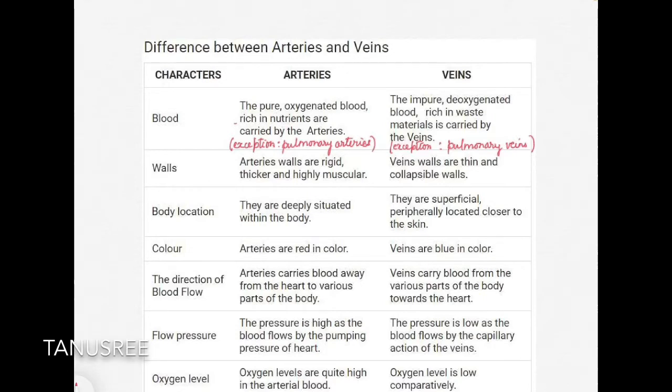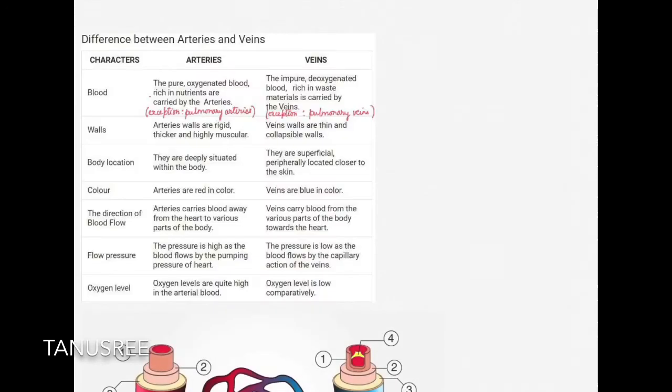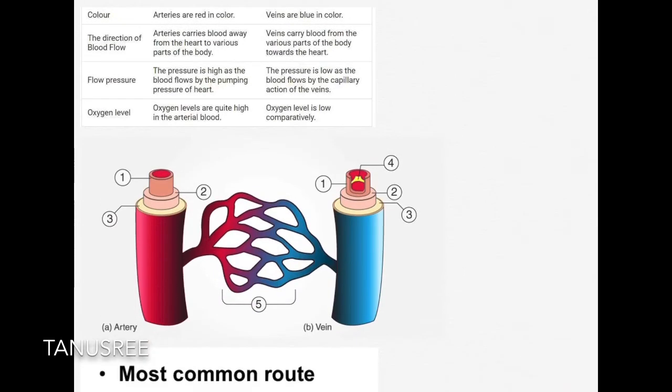Oxygen level of the blood in the arteries is quite high because it is getting enriched by the oxygen from the lungs, whereas the veins are carrying low oxygen content because they have delivered their oxygen quantity to the tissues and are coming back to the heart for replenishment.